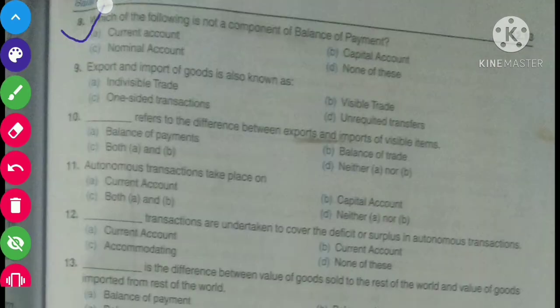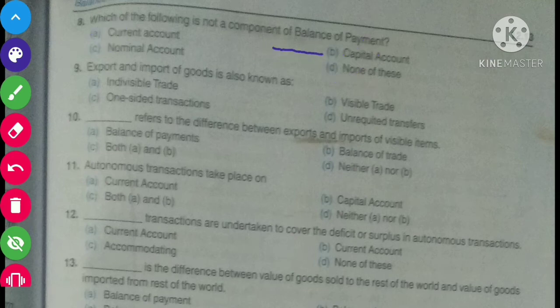question number 8. Which of the following is not component of balance of payment? Option A, current account. Option B, capital account. Option C, nominal account. Option D, none of these. Its correct answer is option C, nominal account.